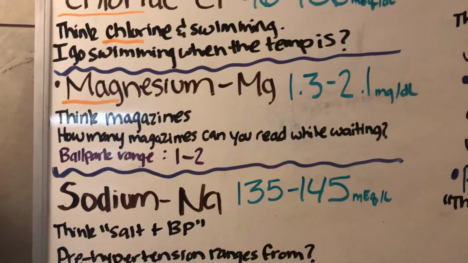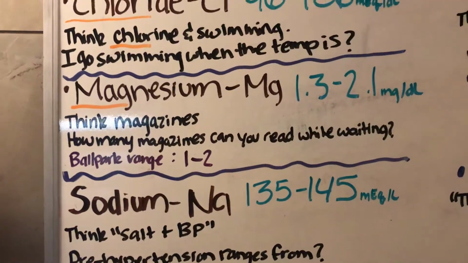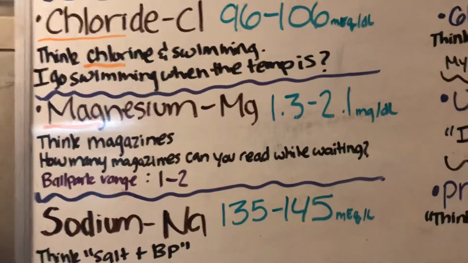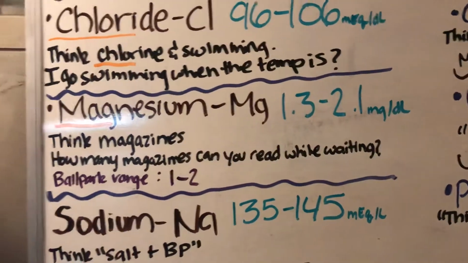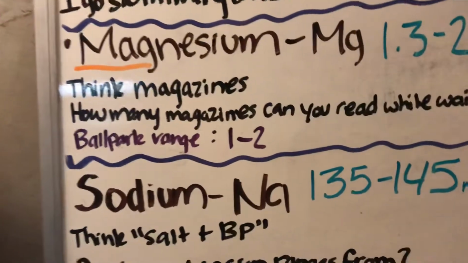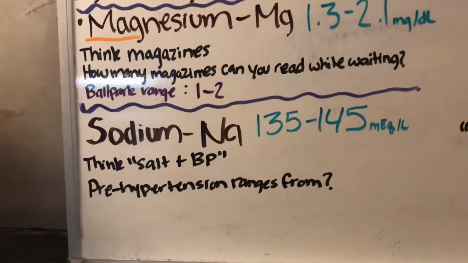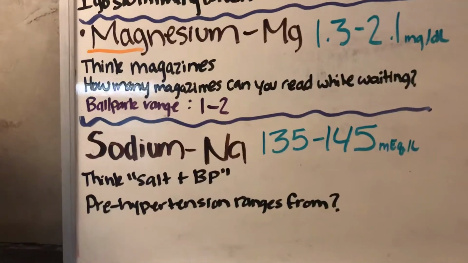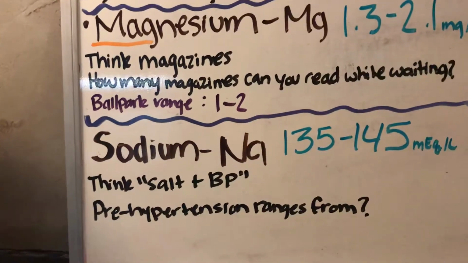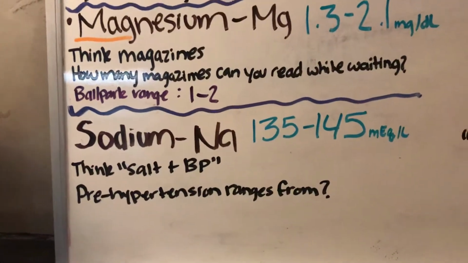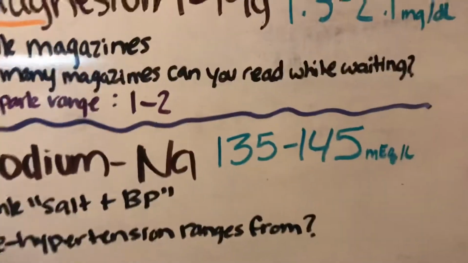Magnesium, I think of magazines. So how many magazines can you read while you're waiting? 1.3 to 2.1, which my ballpark range is 1 to 2. Sodium is Na. I think of salt and blood pressure. So prehypertension ranges from 135 to 145.